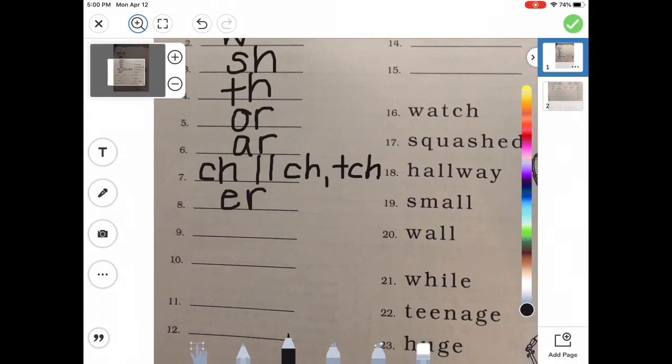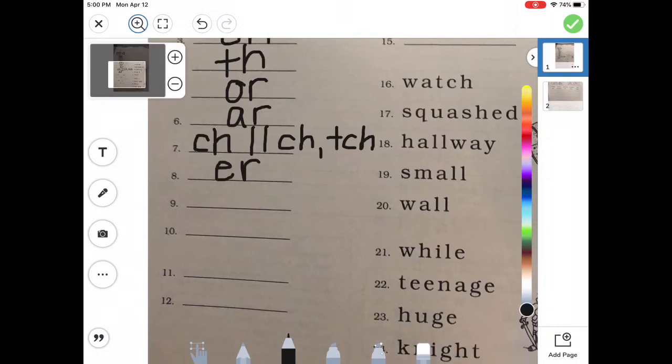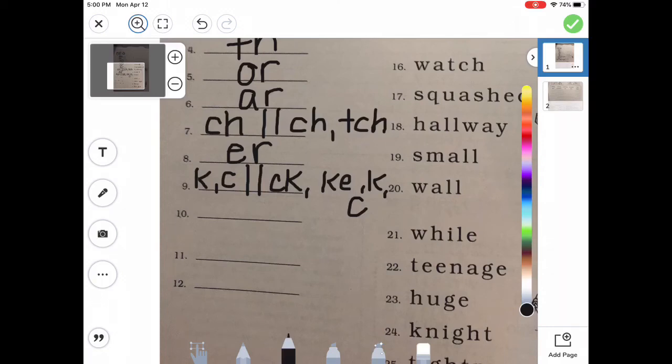ER, good job, or it could just be R. What about the K sound? That's right, it can be K or C in the middle or at the beginning of a word. Then it can be ending CK after a short vowel, KE after a long vowel, K after a consonant, and then C if it's a multisyllabic word like plastic. All right, and then what about the H sound?